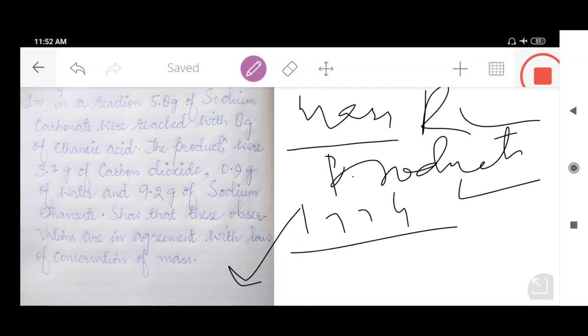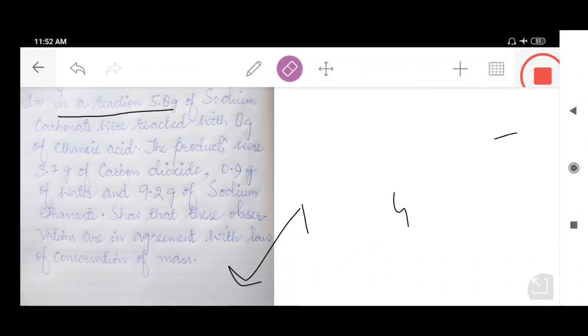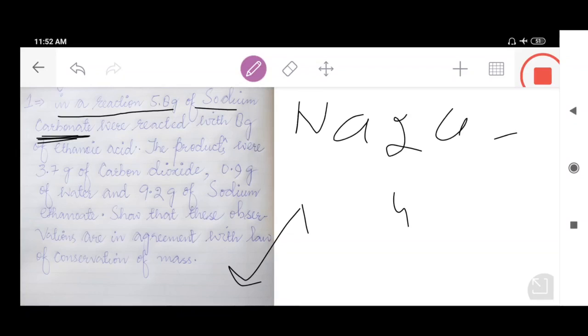Firstly, in a reaction, 5.8 grams of sodium carbonate. This is a very important concept here. We will first write down the chemical formulas of these reactants and products. The formula of sodium carbonate is Na2CO3. Mark my words, students.